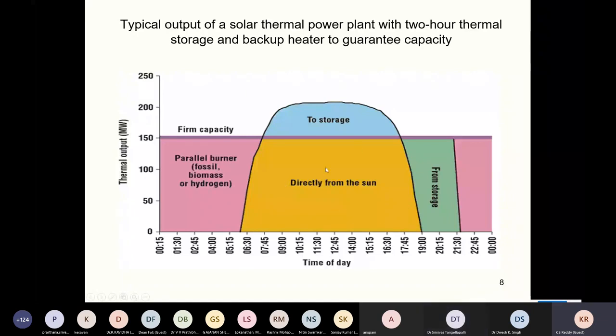So here I have taken, for example, only 2 to 3 hours. Here 9 to 21, I got 2.5 hours we have taken. So in such a case, if you want more energy storage, we need to increase this storage. Then again, the cost will go up.